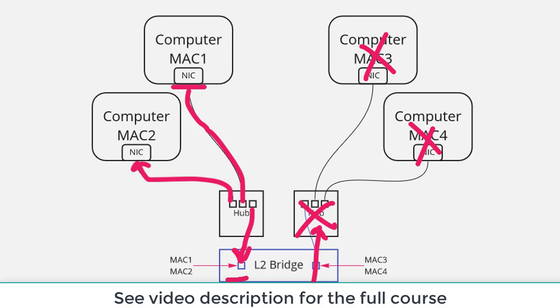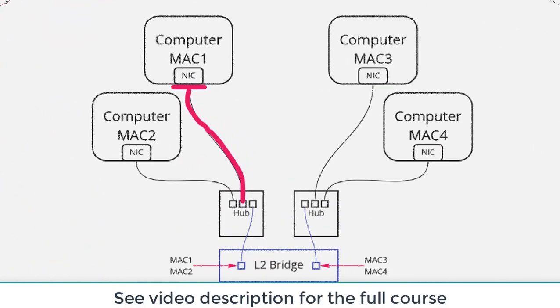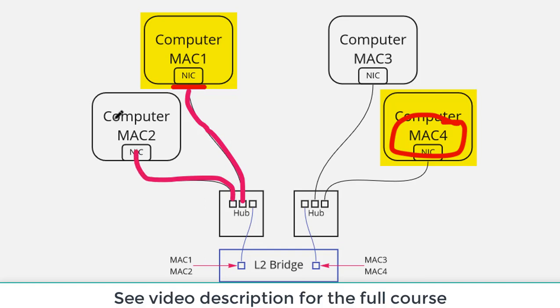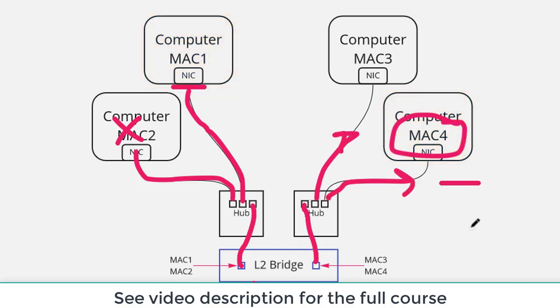And if we break this down a little bit more, let's assume that computer 1 is trying to communicate with MAC 4. Well, now the hub is going to, again, repeat that out every port. And this computer doesn't care because it's not the destination. But here it comes to the layer 2 bridge. And the layer 2 bridge is going to say, okay, MAC address 4 is on this particular port. Let's send it along. And the hub will repeat it out every port. And it will reach the destination MAC on the other side of the bridge.